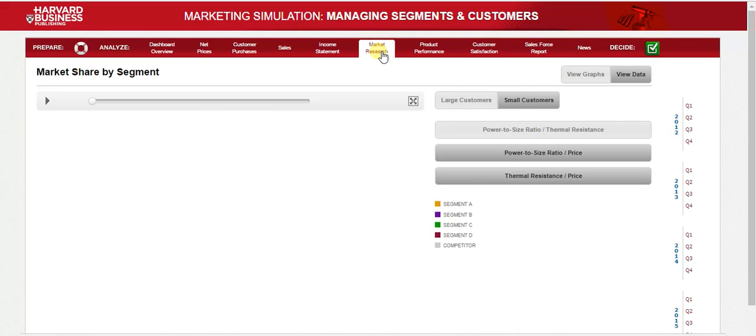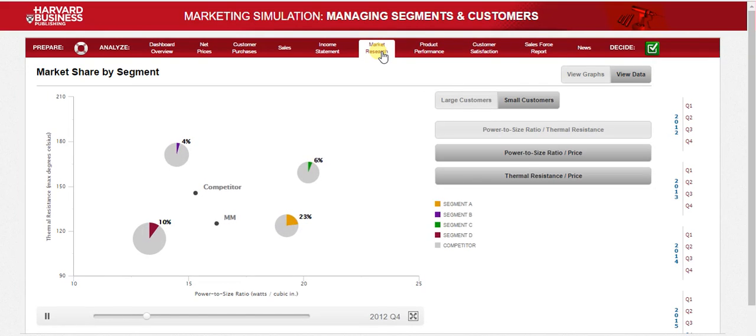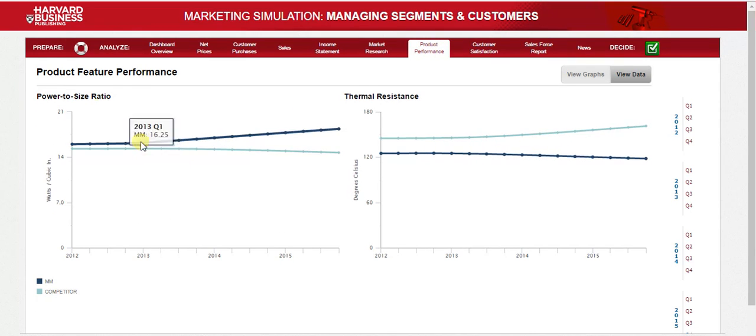Here's the market research tab, basically showing our power to size ratio and thermal resistance on a scale of max degrees per Celsius or watts per cubic inch, going down a timeline type thing. My feature performance, product performance, as I mentioned before, the dark blue line is us. We spent more on our power to size ratio than our competitors, and we spent less on our thermal than our competitors.